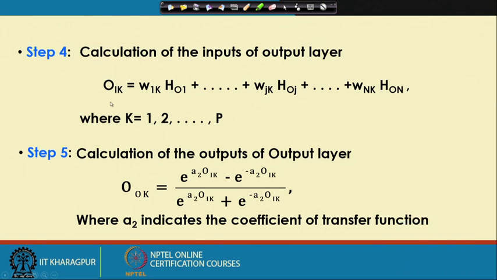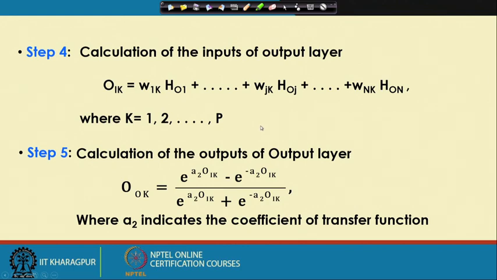Now, this input of the output layer is nothing but O_Ik, and that is nothing but W_1k multiplied by H_O1, plus a few terms, plus W_jk multiplied by H_Oj, plus a few other terms, and the last term is W_nk times H_On, where k varies from 1 to p.